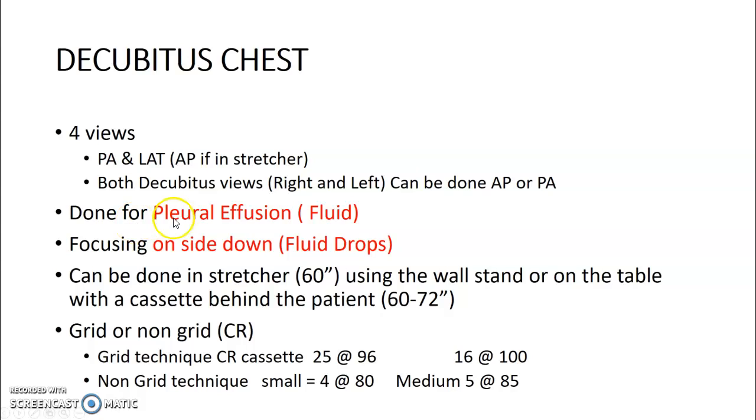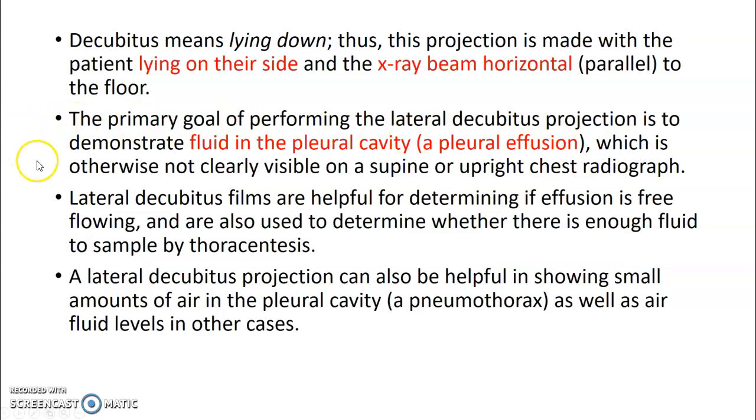These are done looking for pleural effusion, and if you remember, that's fluid in the pleural space. You're going to focus on side down, so it's side down of interest because fluid drops, air rises. It can be done on the stretcher or with the patient on the table. Remember, Decubitus means lying down. With this projection, the patient's going to be lying on one of their sides, and you're going to have that horizontal beam. Now remember, those Decubitus views always have that horizontal or parallel beam to the floor.